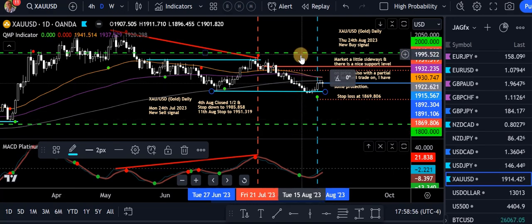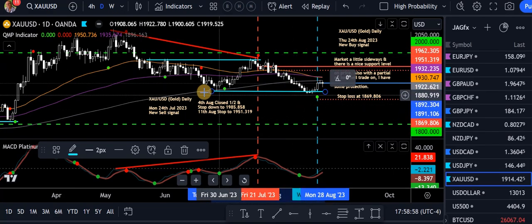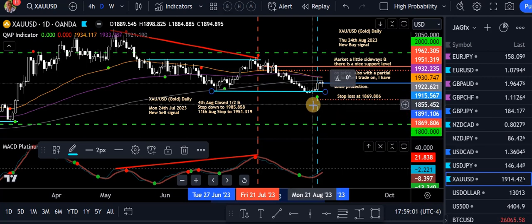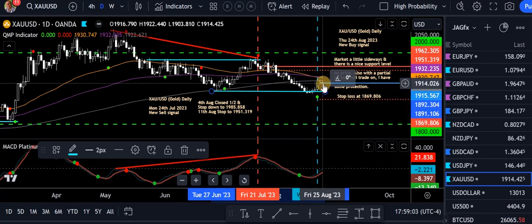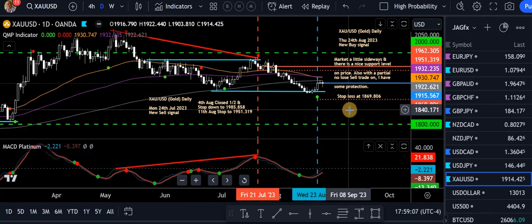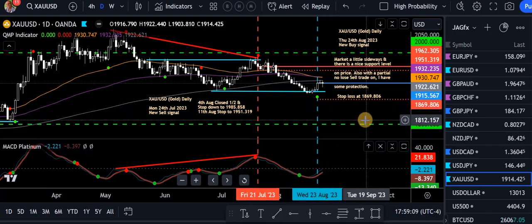That's these green lines here. So we're sort of in no man's land. And yeah, going nowhere fast on the buy. And we've got a sell we can't lose on. So it's not too bad, but it's just not really taking off.